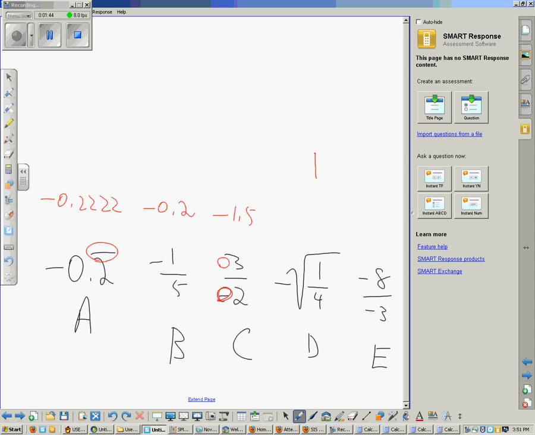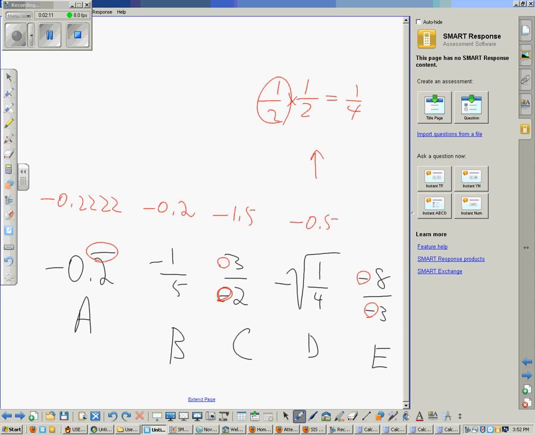And this one's the trickiest of them all. This negative square root, or the opposite of the square root of a quarter. What is the square root of a quarter? Well, if we look at what fraction times itself gives us 1/4, it's going to be 1/2. So the square root of a quarter is a half, and therefore it's going to be negative a half, as a decimal, -0.5.